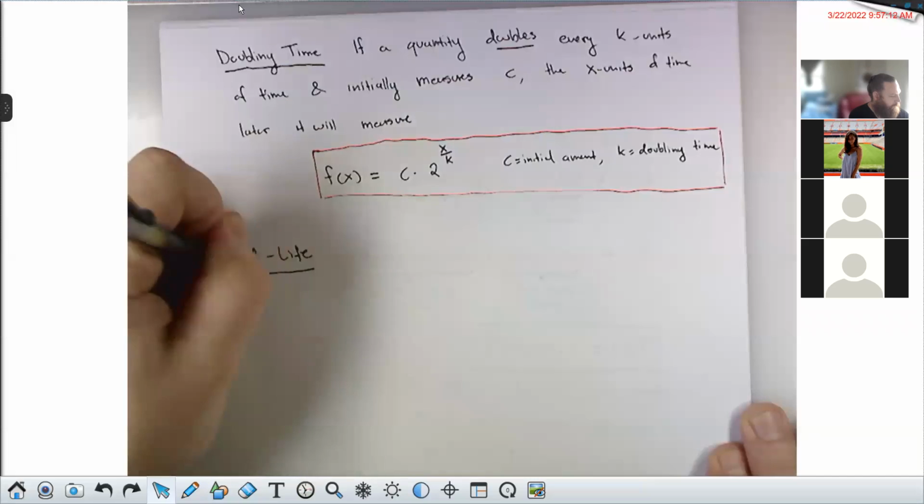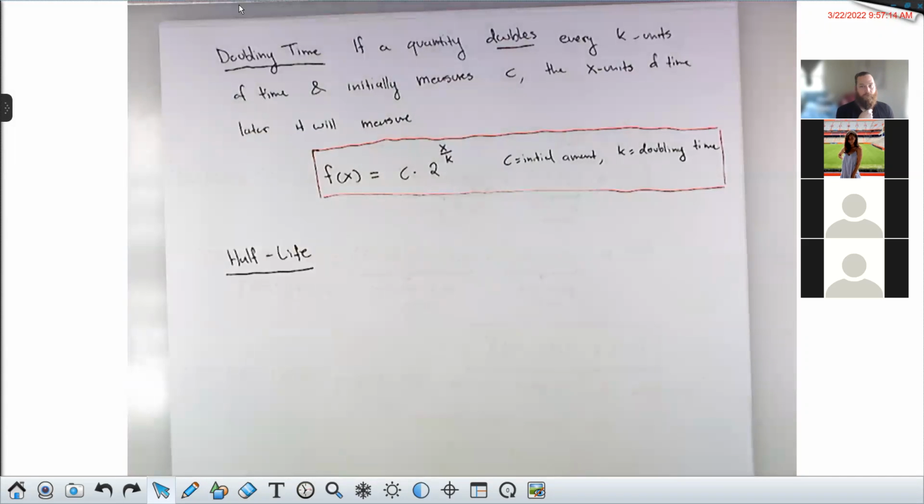Half-life and doubling time are very similar. The only difference is the base is 2 in doubling time, and it's 1/2 in half-life. Half-life is a concept from physics. We talk about radioactive decay. Over time, elements decay, something called beta decay, especially high energy elements that have a lot of neutrons in them.